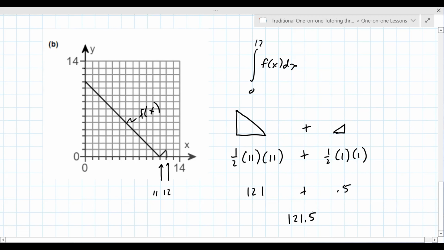Sorry, is it 121? Oh, yeah, half of 121. It does work out nicely. So half of 121 is 60.5, plus 0.5 is 61. You're welcome to check that in a calculator.